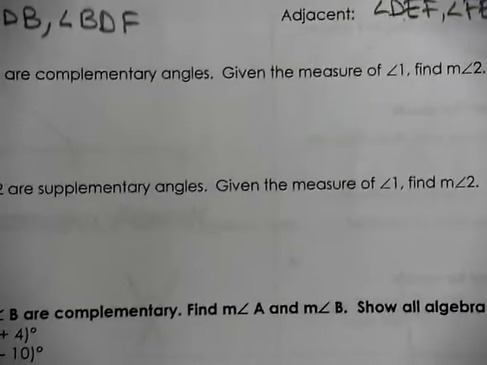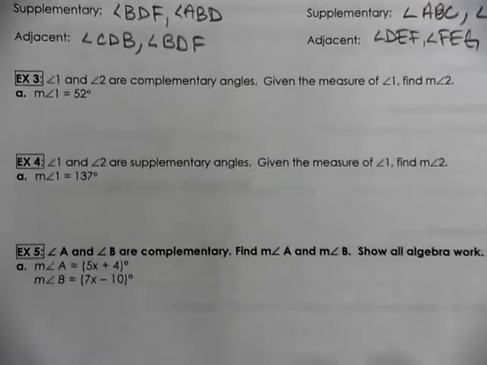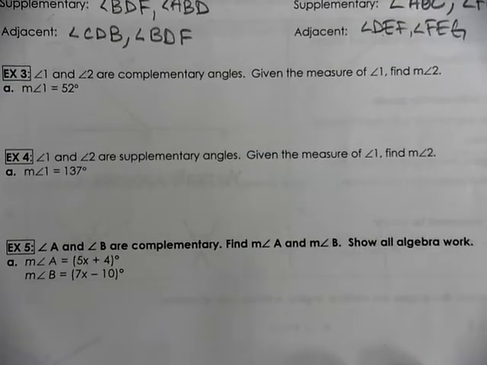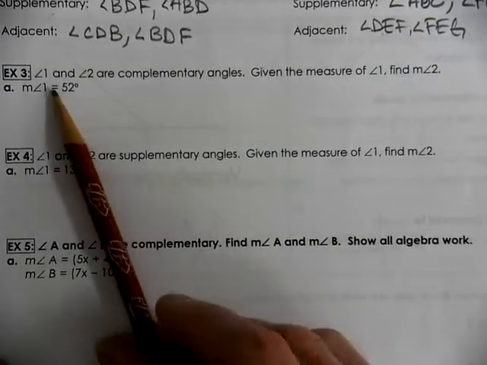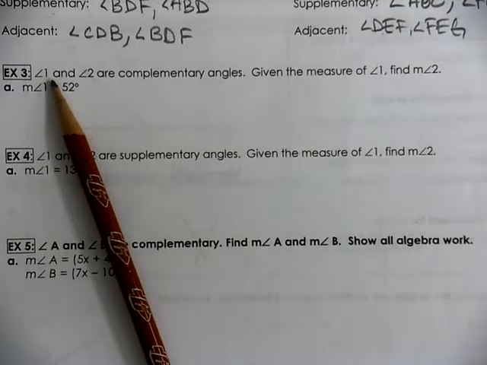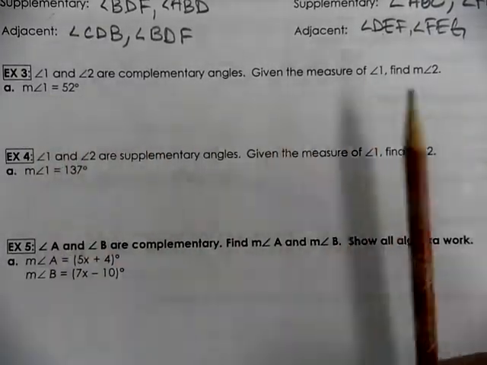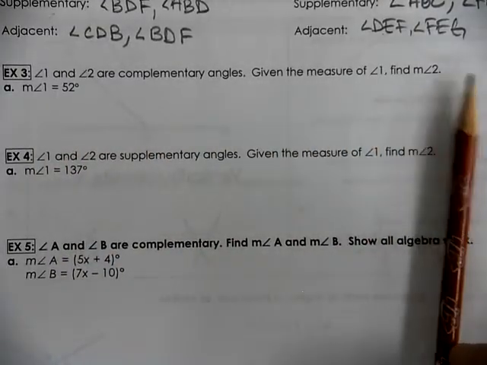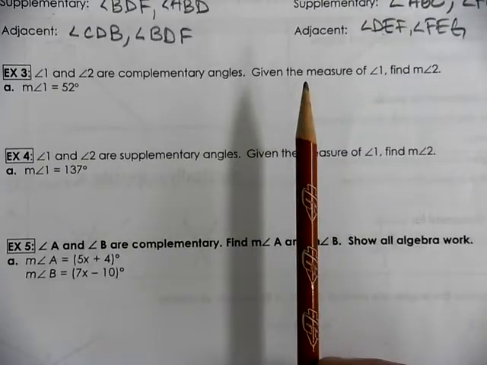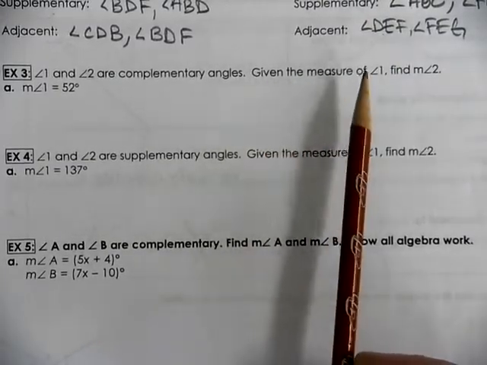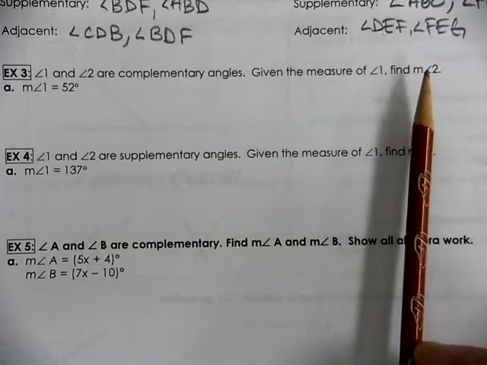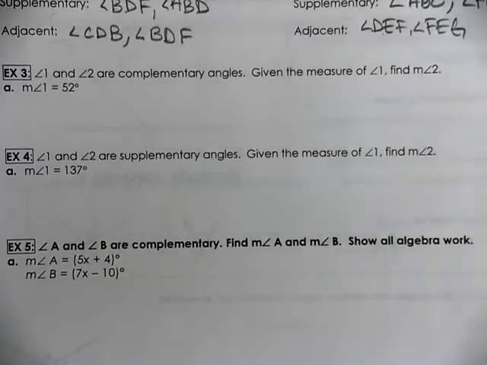Very nice. All right, here are questions that are on your quiz and your final exam, just the way they're written. You're going to be given information that angle 1 and 2 are complementary. We're given the value of angle 1, and we're looking for the value of angle 2.